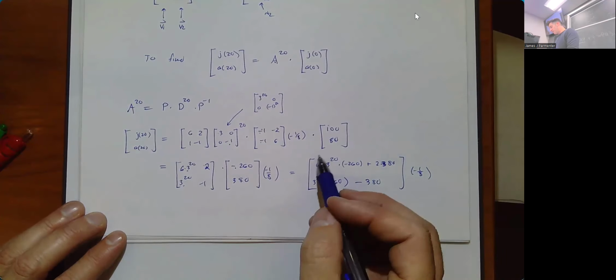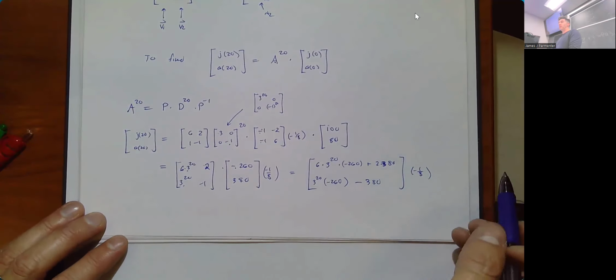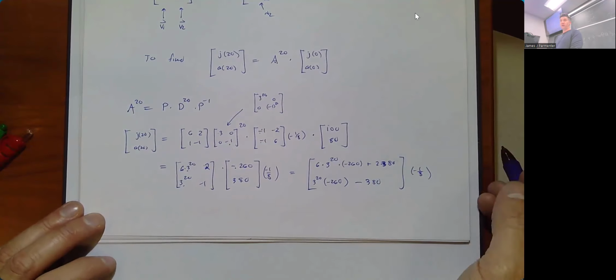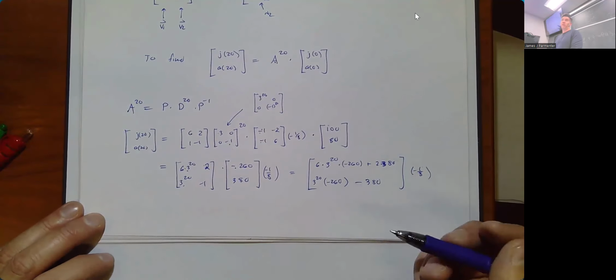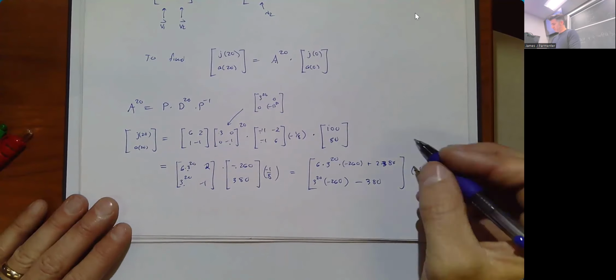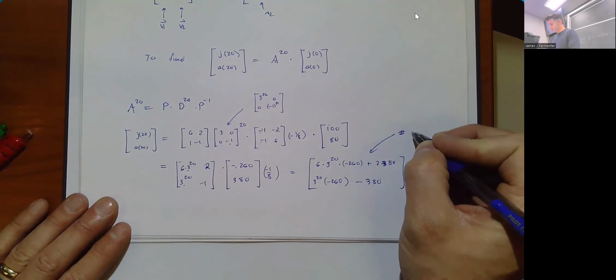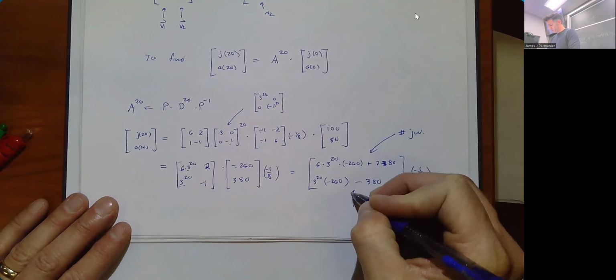And so this top part here is how many juveniles you have after 20 years. And this bottom part here, multiplied by -1/8, is how many adults you'd have after 20 years. Number of juveniles, number of adults.